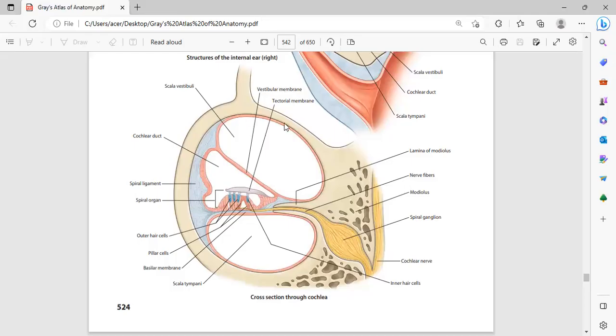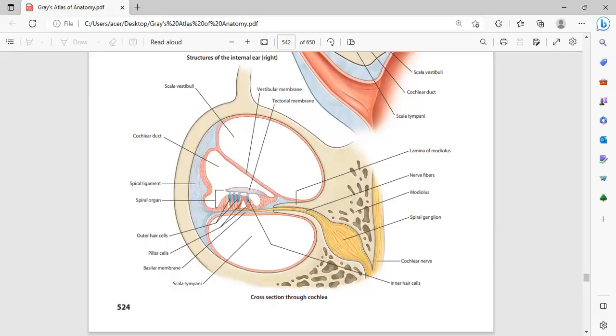Then above the vestibular membrane and inferior to the bone, you have the scala vestibuli. That is part of the osseous labyrinth. And between the basilar membrane and the bony part, you have the scala tympani. These two are part of the osseous labyrinth, and they are filled with perilymph. The scala media is part of the membranous labyrinth. It's enclosed by the vestibular membrane, the basilar membrane, and the spiral ligament, and it contains endolymph.